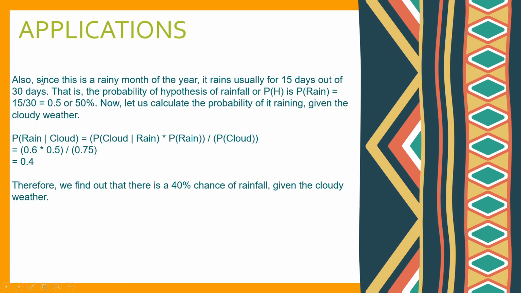Since in a rainy month of the year it usually rains 15 days out of 30 days, the probability of the hypothesis of rainfall, P of H, P of rain, equals 15 by 30, that is 0.5, or 50% in percentage. Now let us calculate the probability of raining given cloudy weather. By applying Bayes theorem, you calculate the probability of rain, and this is 0.4. Therefore you find a 40% chance of rainfall given cloudy weather by using Bayes theorem.